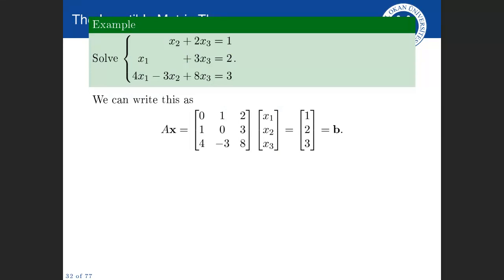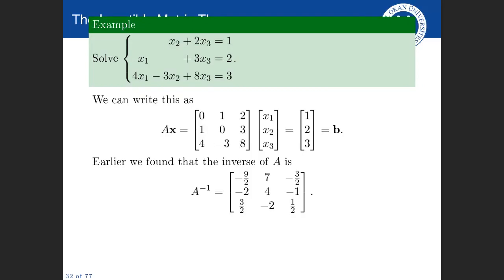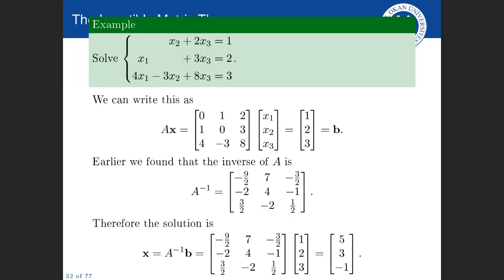Solve this linear system. We can write this as AX equal to B. And this matrix we've looked at earlier. Earlier, we found the inverse of A. So we can use that to solve this linear system. The solution of this linear system must just be A inverse multiplied by B. Multiply this matrix by this vector. I'll leave this for you to check. We get 5, 3, minus 1. That must be the solution to this linear system.